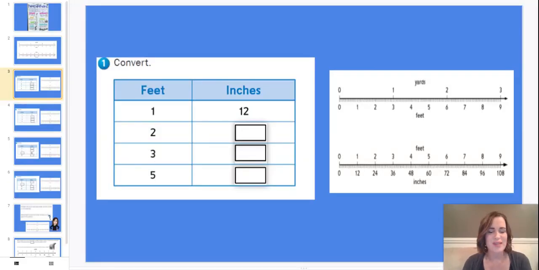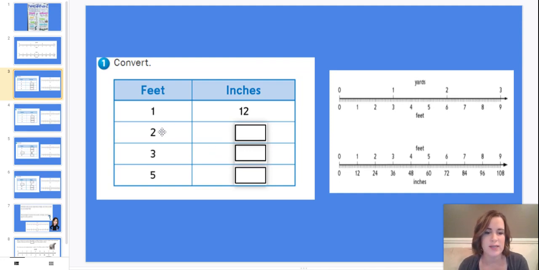Okay, so now we're going to be using those measurement scales to help us convert some units of measure. So let's start with feet and inches. So in the first row of our chart here, it says that 1 foot equals 12 inches. If I look over here to my conversion chart, I can see that 1 foot does equal 12 inches. So let's use this to help us solve the rest.